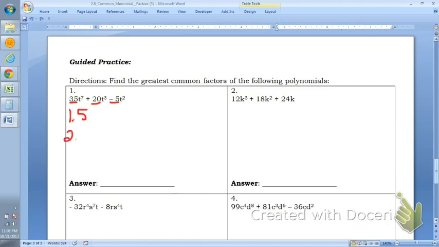Step 2, find your greatest common variables. Well, all 3 of those terms have a t variable in it, and the smallest exponent on the t's is 2. So step 3 is you put those 2 together, you have 5t to the second. And our final step, you divide each one of those terms by the greatest common factor. So our final answer would be 5t to the second.